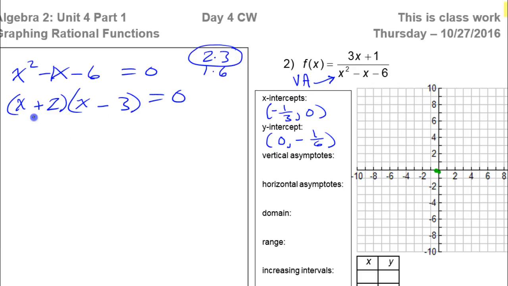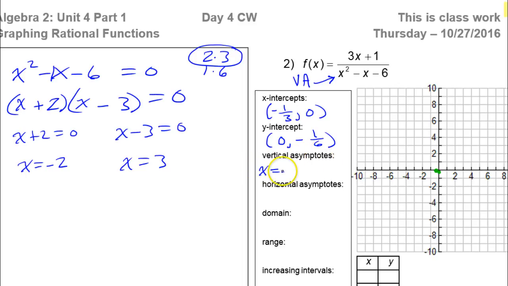And to solve it, I need to set these equal to 0. So if I set x plus 2 equals 0 and x minus 3 equals 0, I'm going to get x equals negative 2 and x equals positive 3. So that's how you find the vertical asymptotes: x equals negative 2, x equals 3. Notice, do not just put 3, put x equals 3. Do not just put 2, put x equals negative 2. Don't just put negative 2.